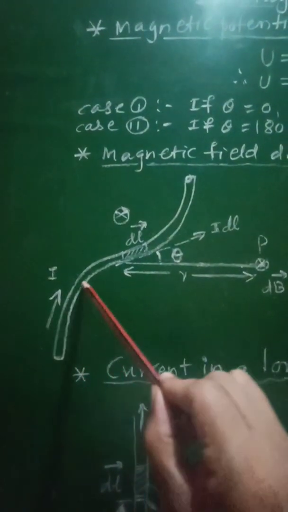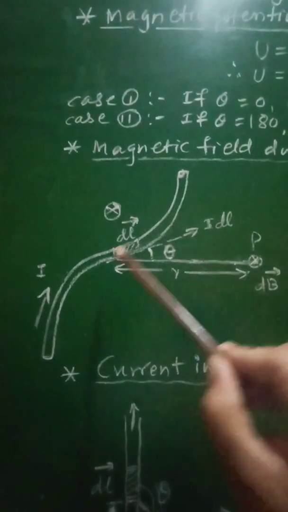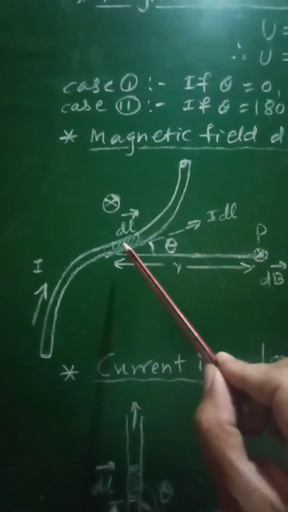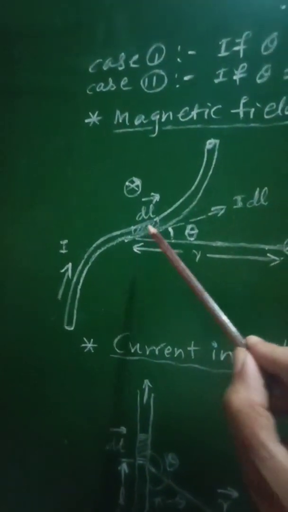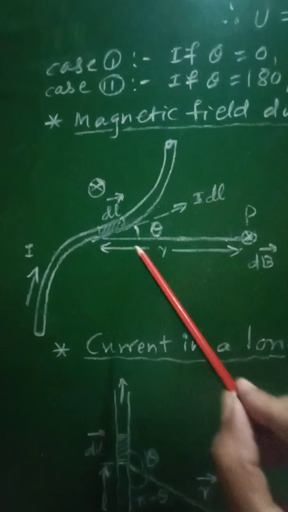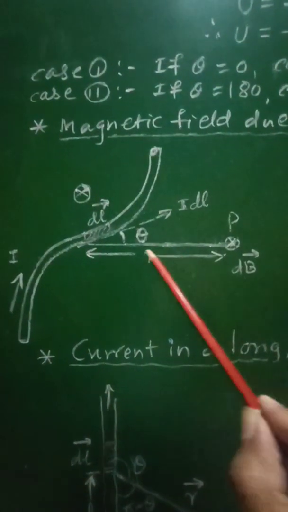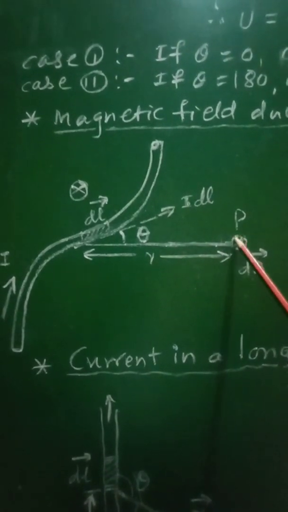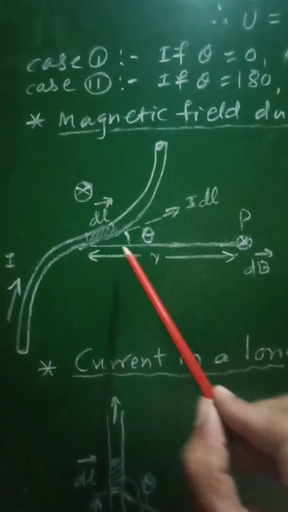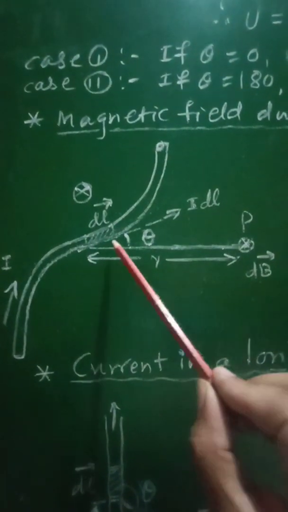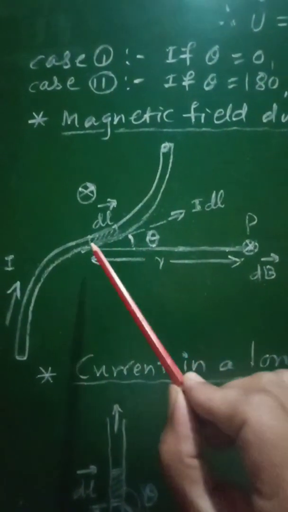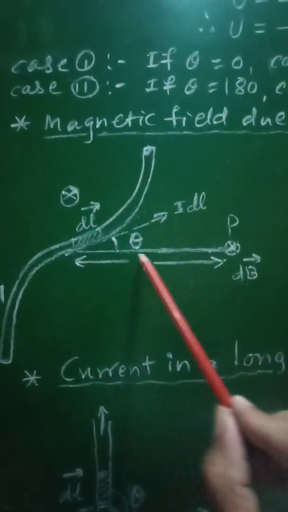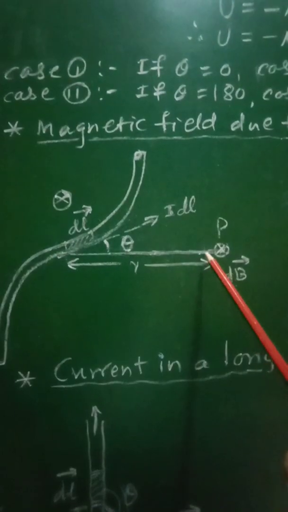As current is flowing in the same direction in which the length of the element will be measured, therefore this element is also called as current element. Then due to this current element, we have to find out the magnetic field dB, which is produced at point P at a distance equal to r from this element, and therefore this theta will represent the angle between the length of the element and the line joining this element to that point P.